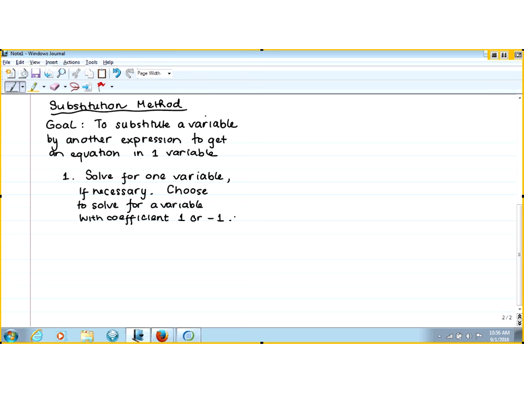The other methods, we don't have to write down. So the key is coefficient 1 or negative 1, and what you want to do is get an equation in one variable. And then you know what to do next. So let's do more examples.